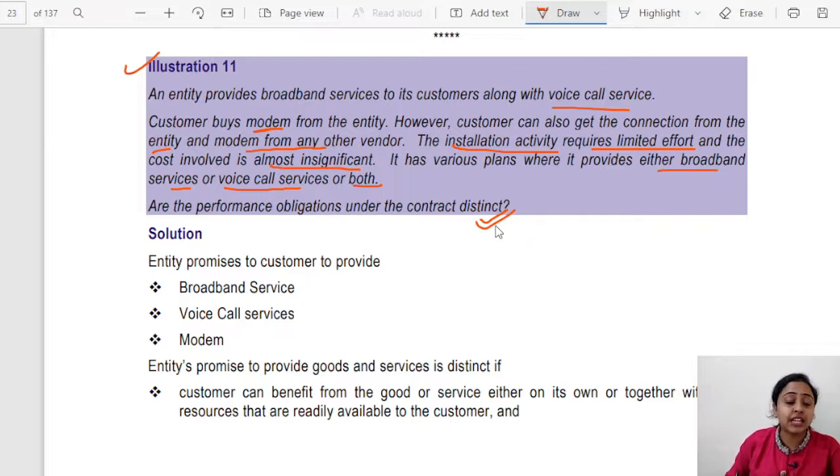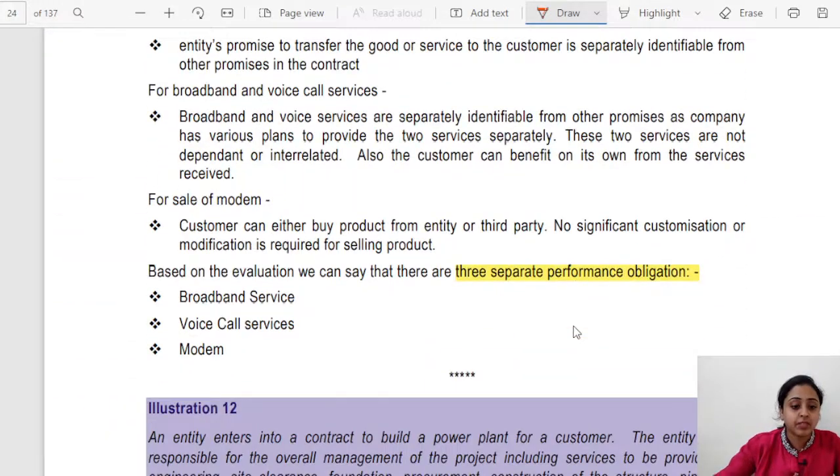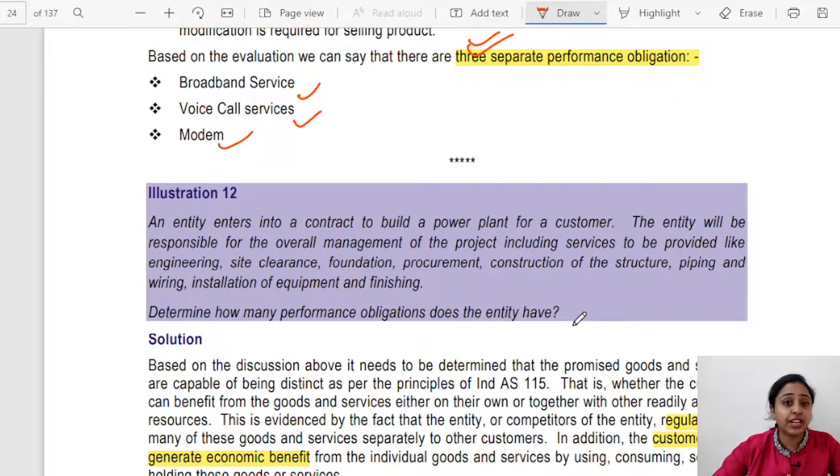For answering, if you are preparing for the CA exam, you need to learn the definition of distinct goods and services, and then write it down. See the answer. Based on the evaluation, we can say there are 3 separate performance obligations: broadband, voice call and modem. If you are reading for exam purposes, please go through the whole answer and observe the writing pattern very carefully, because for scoring high you really need to replicate these answers in your answer papers.